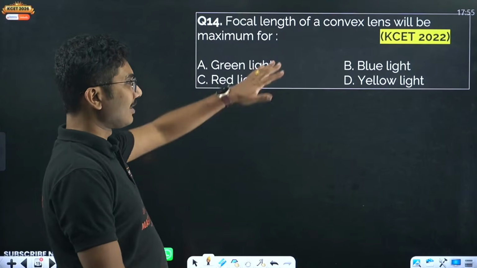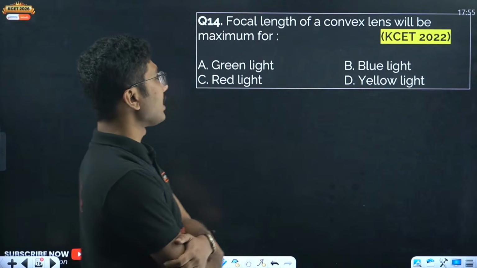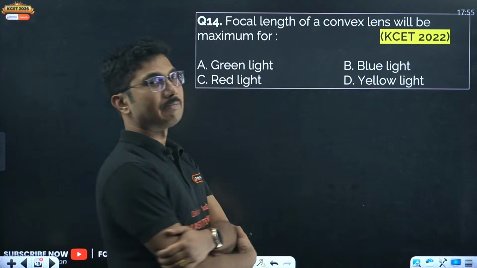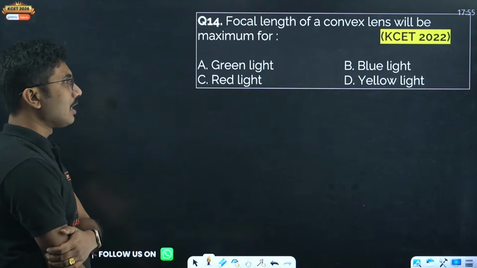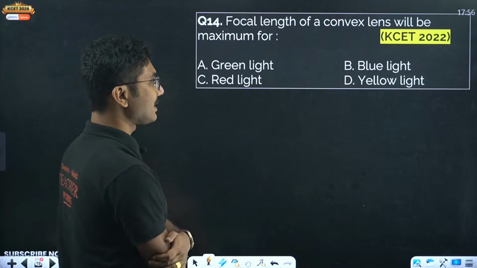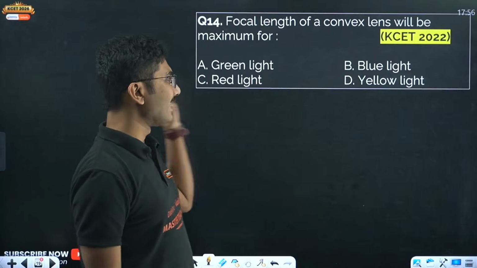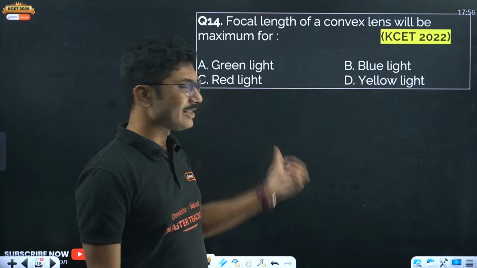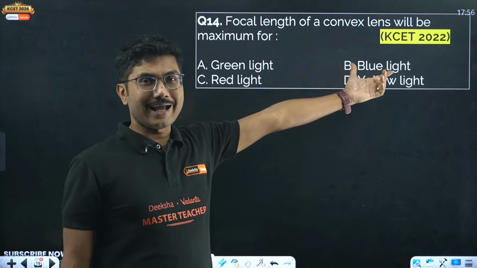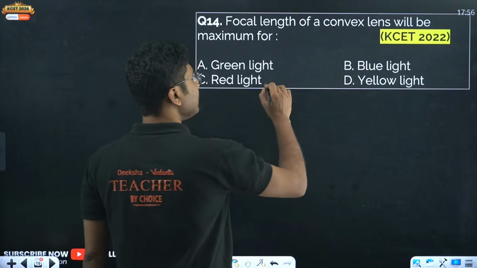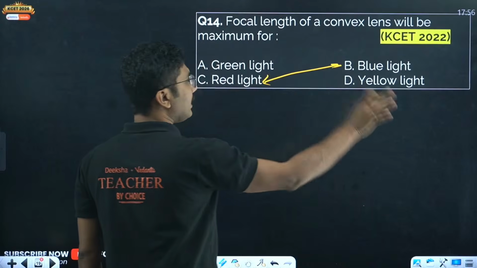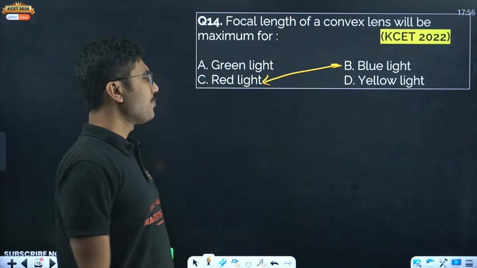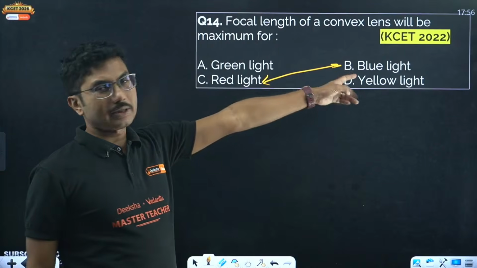Now again a color based question. The focal length of a convex lens will be maximum for which light? As I mentioned, you should only consider red light and violet light. Here violet is not given, so the next in line is blue light, and you need to consider only these two lights. The remaining lights you can simply ignore. So either red or blue will be the answer.